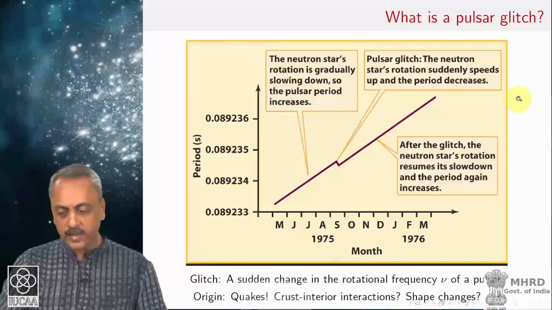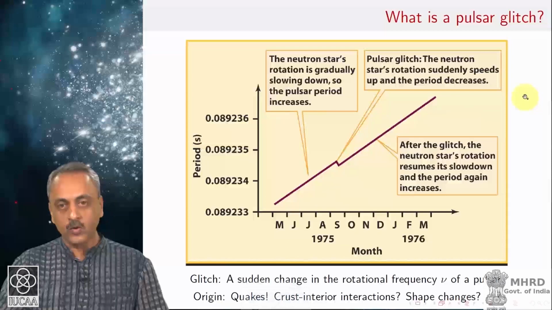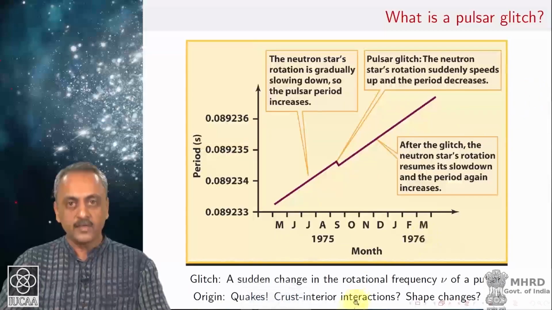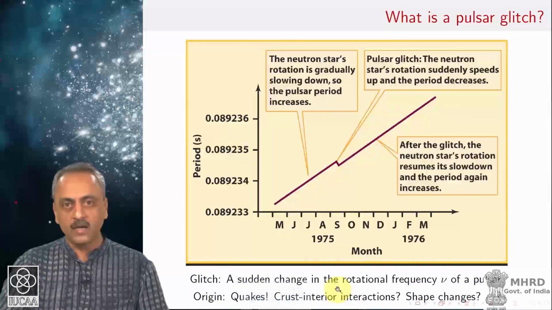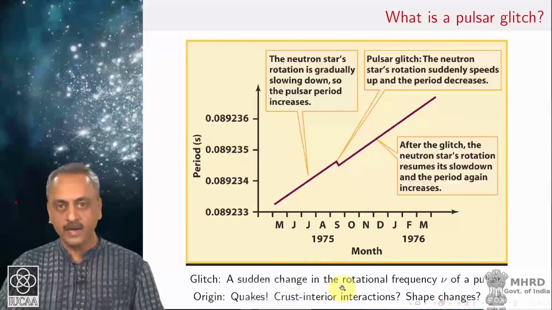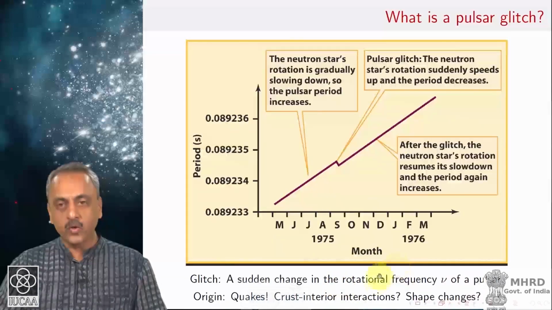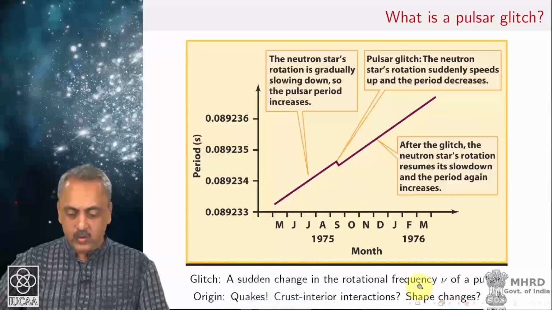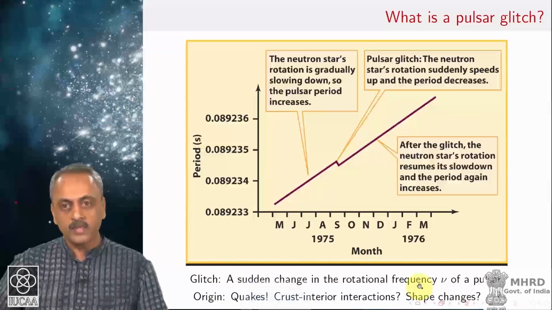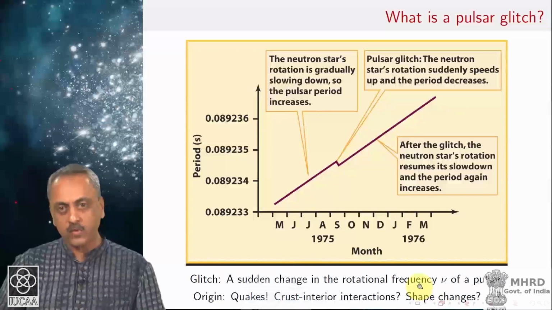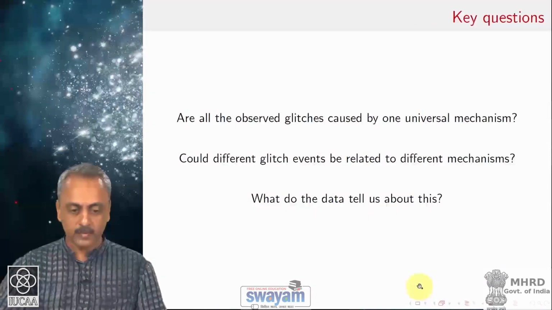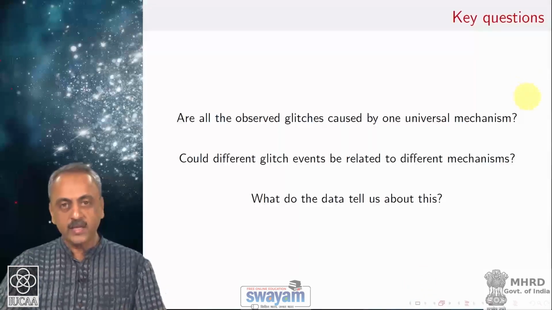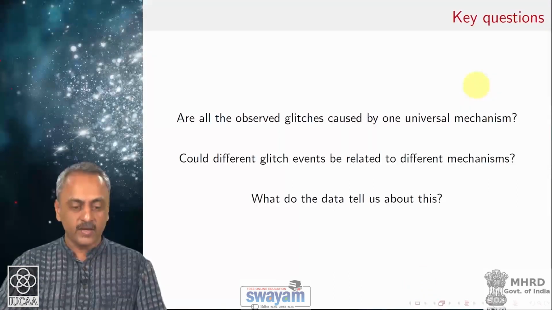Pulsar glitches are believed to be the result of quakes, starquakes if you want to call it that way, which are basically related to interactions between the crust of the star and the interior. It could also be related to shape changes and so on and so forth. So, the idea here is to find out whether these glitches come from the same physical mechanism, or there could be multiple mechanisms involved.